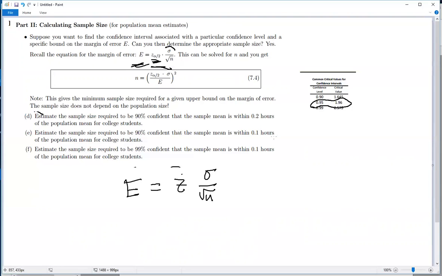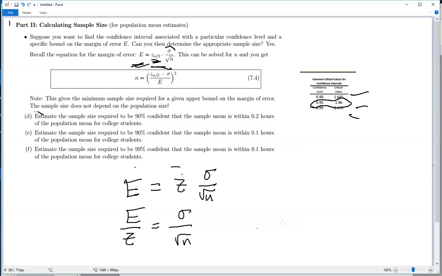Now this Z is the critical value based on what your level of confidence is. And there are the 3 common ones that Dr. Stevens pulled out of the table for us. I mean, you can find other levels of confidence too. So we're going to solve this for n. So I'm going to divide by z. So that gives me E divided by z equals sigma, the standard deviation, over the square root of n.